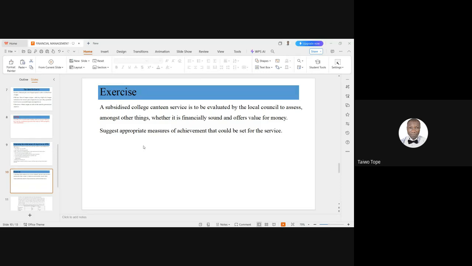The equipment too, how are we using them? Are we using them rightly? If we are to compute return on capital employed, are we going to get the best? Also, effectiveness, that is the number of students using the canteen will show our effectiveness.